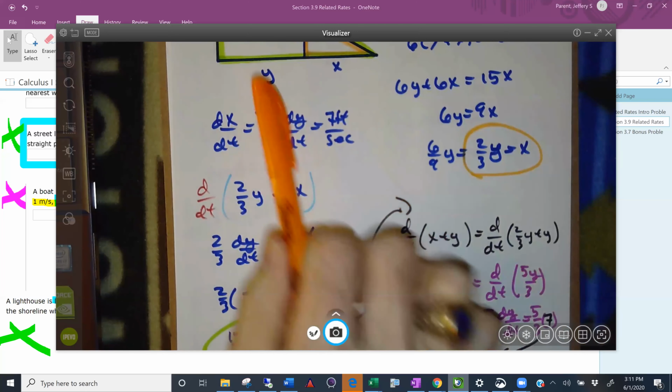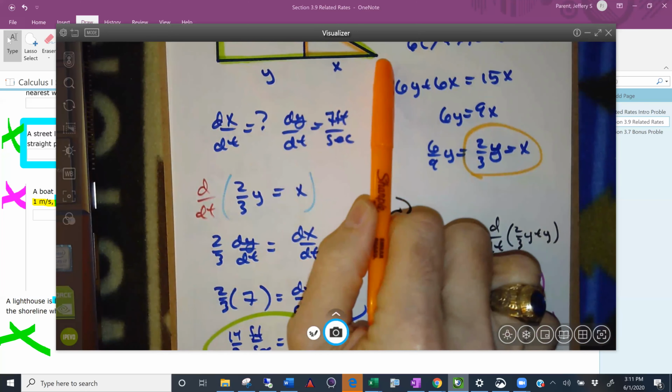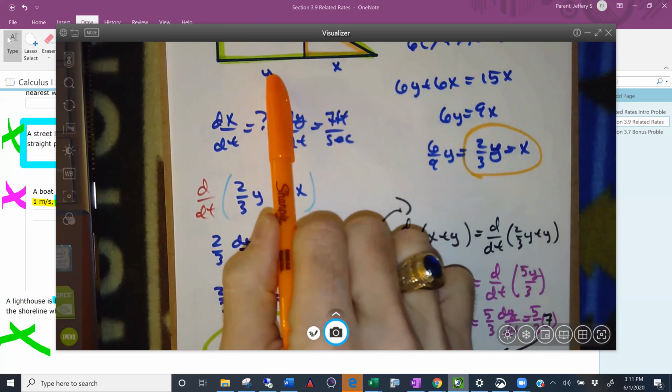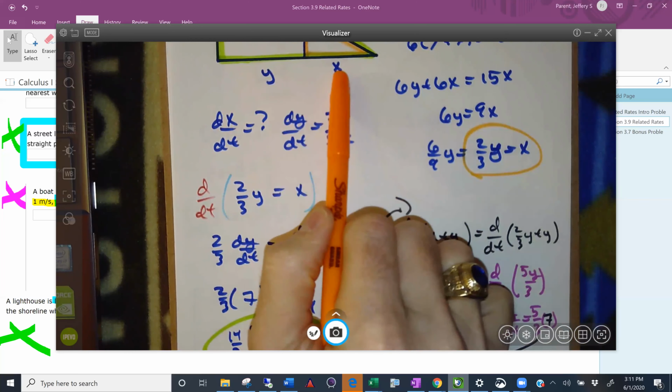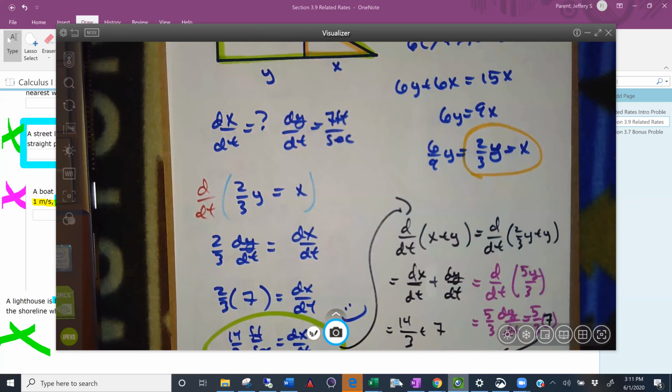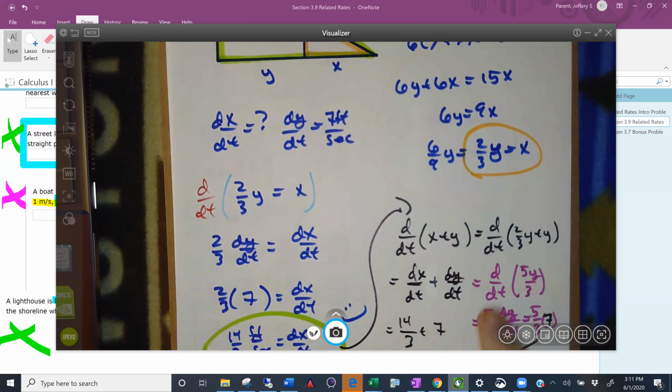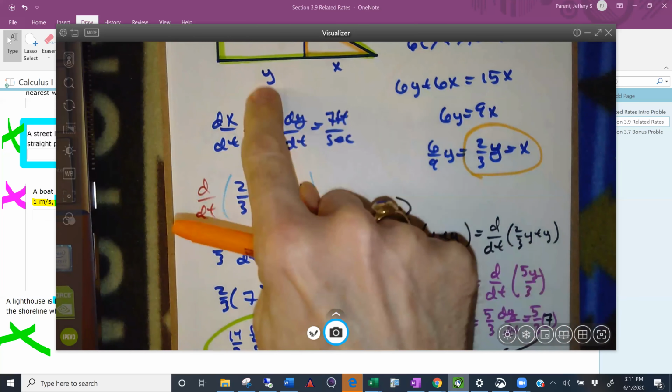What that is, that's the rate of change of the length of the shadow. We want to know how fast the tip of that shadow is moving. And for that, I need to know the rate of change of y plus x. So let's look back at the problem real quick. It says, how fast is the tip of the shadow moving when he is 40 feet away from the pole? So that's the rate of change of this plus this.